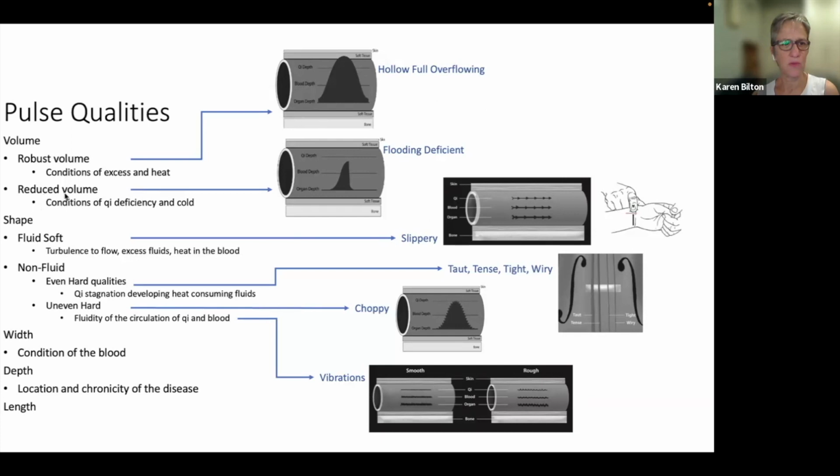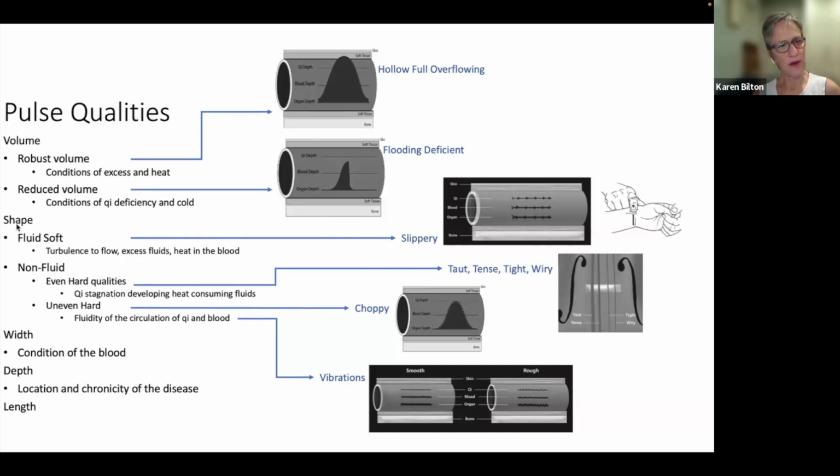Now, our reduced volume qualities, they tell us about conditions of qi deficiency and cold. The example I've put up here again is the flooding deficient waveform, where the physiology of this system just does not have enough qi to give the impulse the energy to rise to the qi depth. So we also have here qi depth yielding, qi depth diminished, qi depth absent, and then the next stage is starting to lose the blood depth. Then we get to our deep pulse and our absent. So they're all our reduced volume qualities.